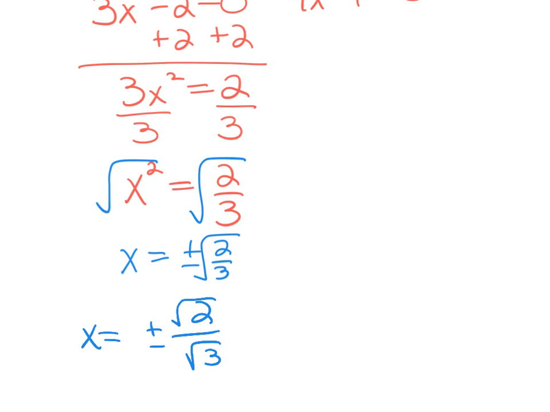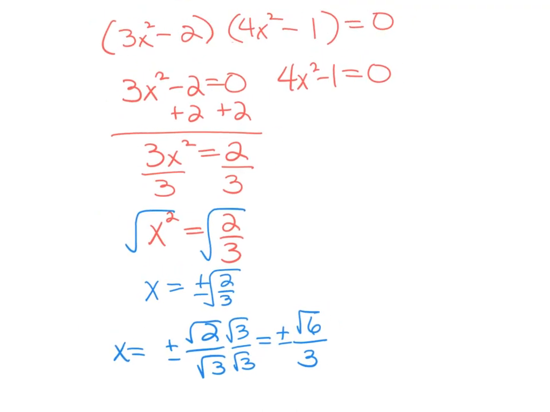Remember, we can never leave a square root in the bottom, so I have to rationalize. So this final answer becomes plus and minus square root 6 over 3. Now I have to do the other one. Add the 1.